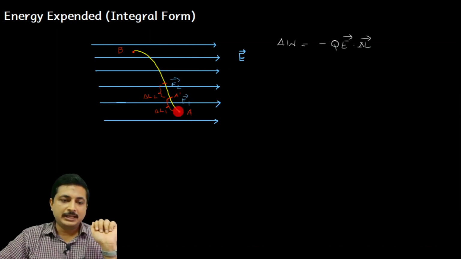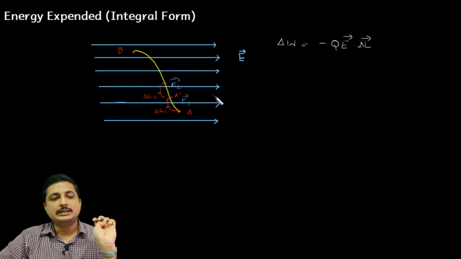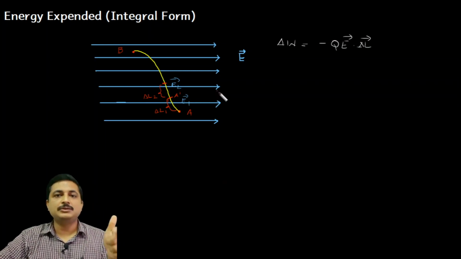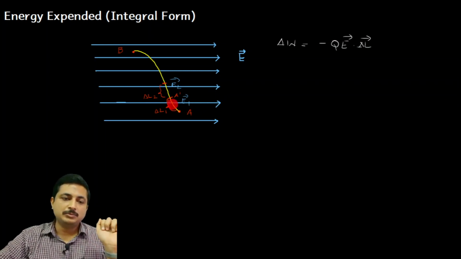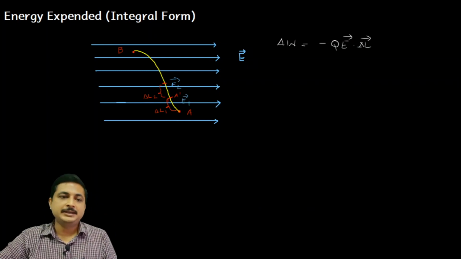So when I take A to A dash, I will have a different electric field here. When I go from A dash to A double dash, maybe there will be a different electric field. So I notate it as E1 in case of delta L1 and E2 in case of delta L2. This is just for representation. I can easily assume that the field is uniform also, nobody will question. But if it is non-uniform, you should be able to consider a different electric field at each point in the path. Fine.